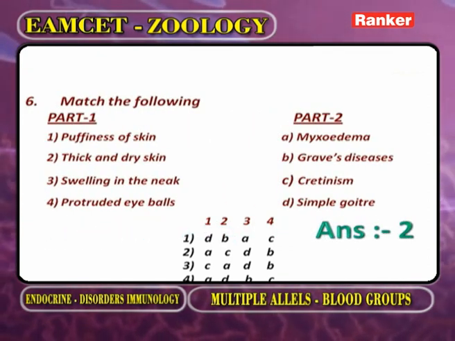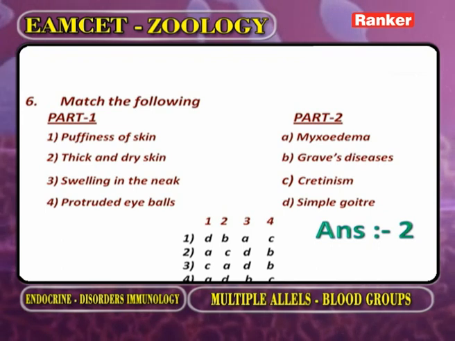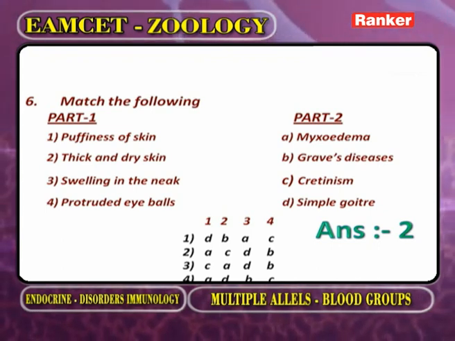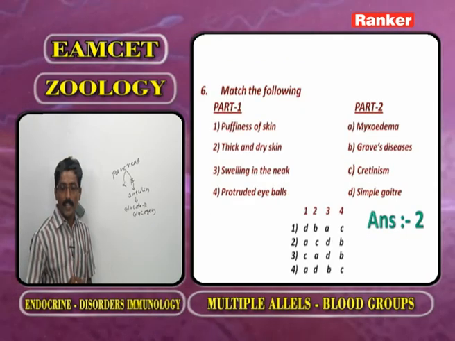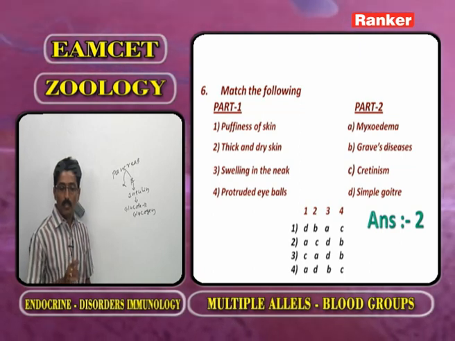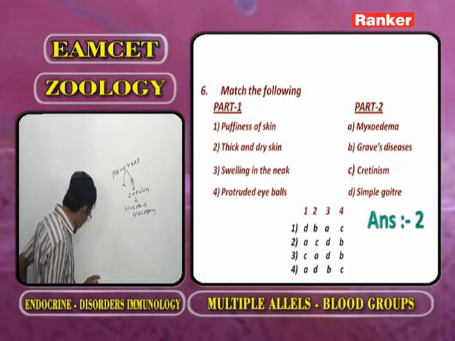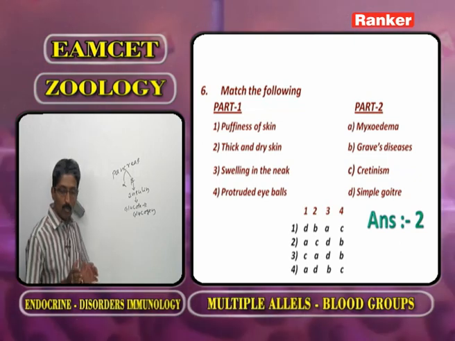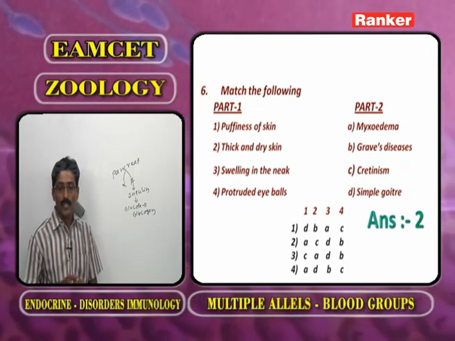Part 1: puffiness of skin. Second, thick and dry skin. Third, swelling in the neck. And the fourth one we call protruded eyeballs. Again you have to observe the list 1.